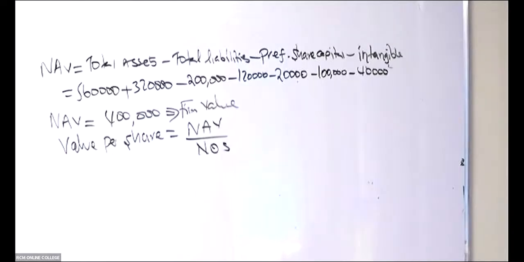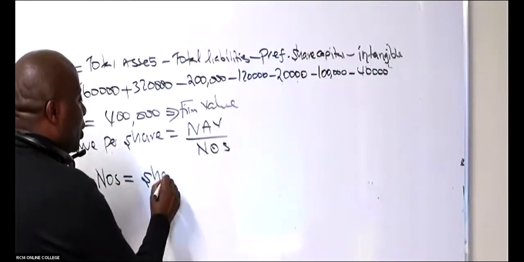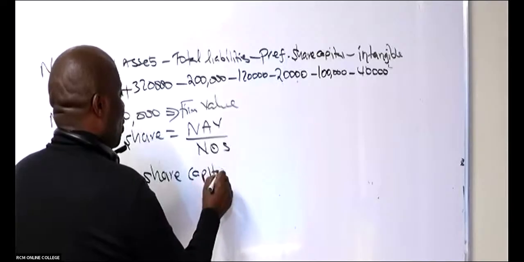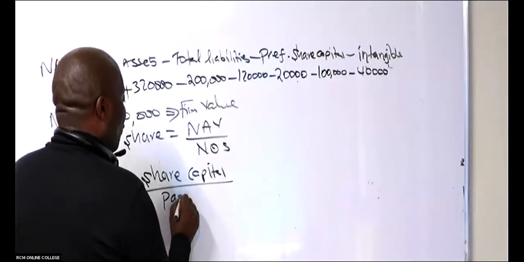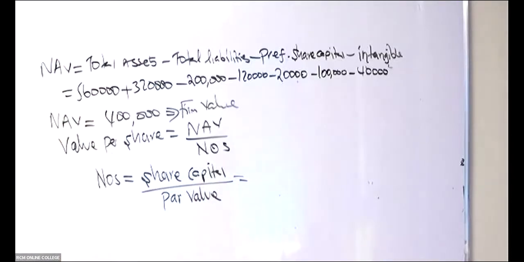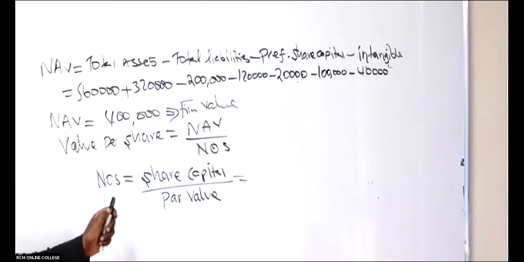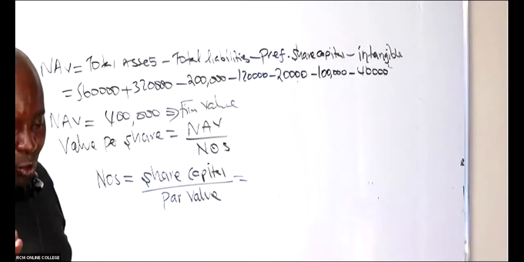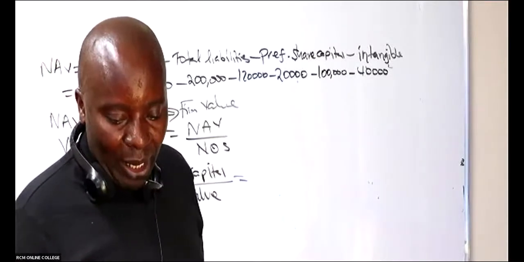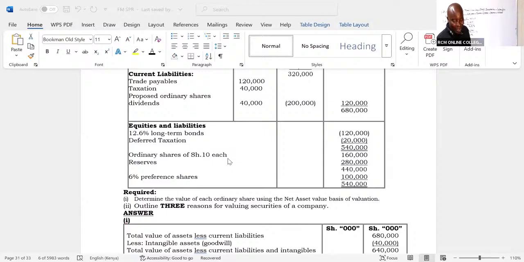And to get the number of ordinary shares from the balance sheet, this is normally what we do. We take the share capital, and then we divide this by the par value. Whenever you want to get the number of ordinary shares, you take the share capital provided and divide it by the par value. If you look at the balance sheet we are given, it has ordinary shares of 10 each. The 10 is the par value.